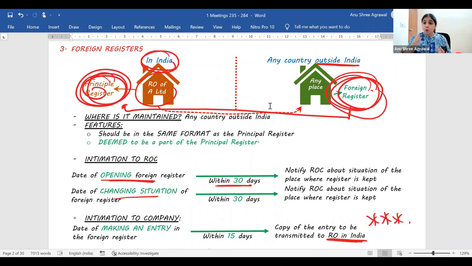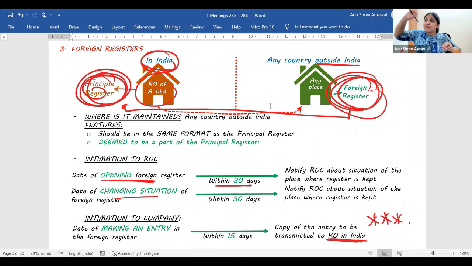When I open the foreign register, within how many days I must inform ROC, guys? Within 30 days, I must inform ROC. What should I inform ROC? Two things. ROC, I have opened the register. I have kept it in New York. I have to inform ROC. In case I'm changing the situation from one place to another place, then even that I have to inform ROC within how many days? Again, within 30 days.